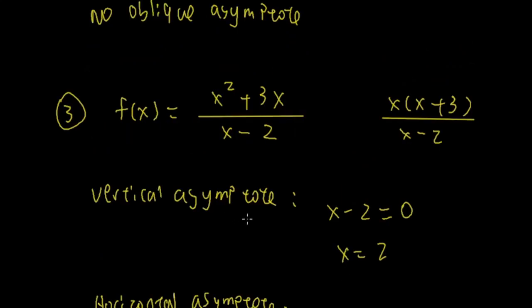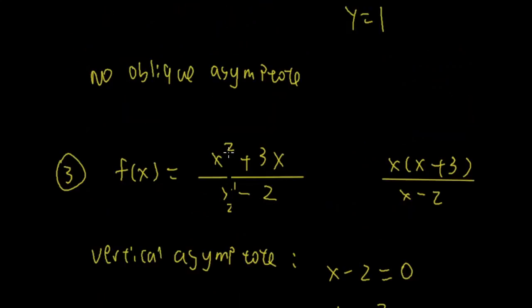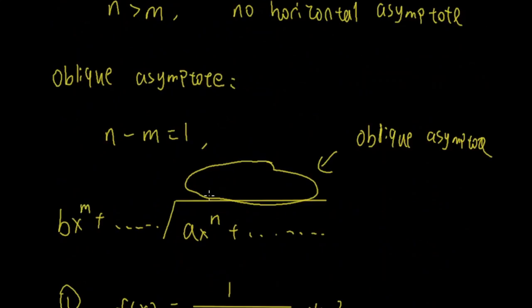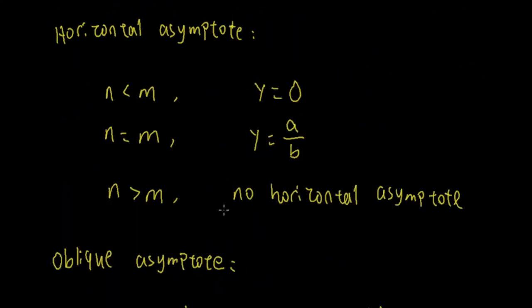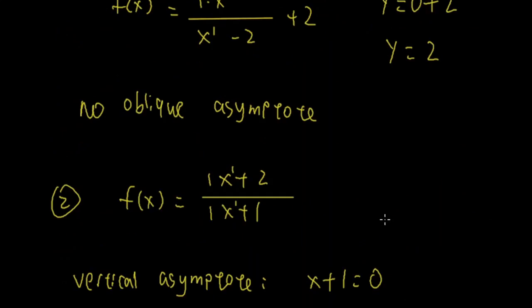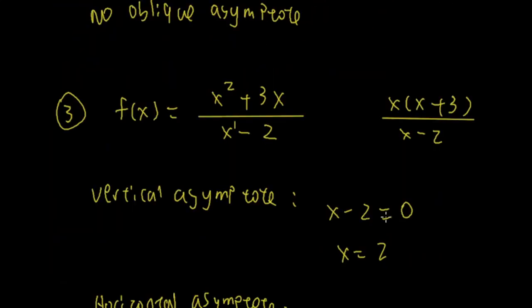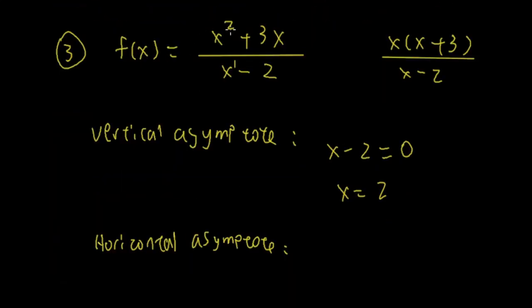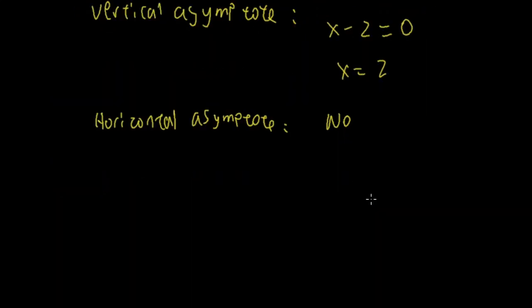Now, look at the rules here, right? This degree of power is 1. If the highest degree of power in the numerator is greater than the highest degree of power in the denominator, there's no horizontal asymptote. So in this case, 2 is greater than 1, so no horizontal asymptote. Do we have an oblique asymptote then?